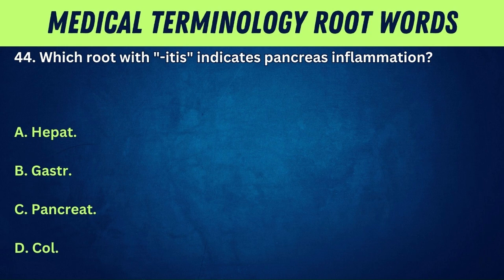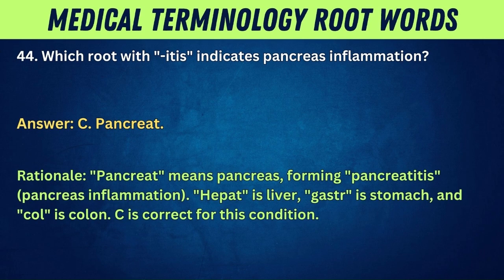44. Which root with itis indicates pancreas inflammation? A. Hepat. B. Gastr. C. Pancreat. D. Col. Answer: C. Pancreat. Rationale: pancreat means pancreas, forming pancreatitis, pancreas inflammation. Hepat is liver, gastr is stomach, and col is colon. C is correct for this condition.